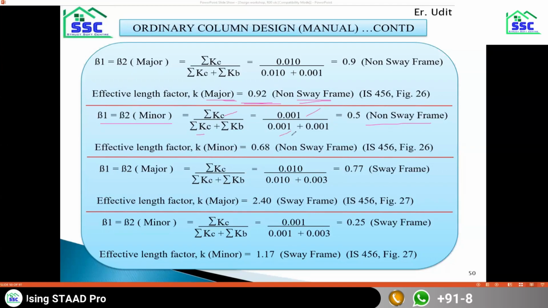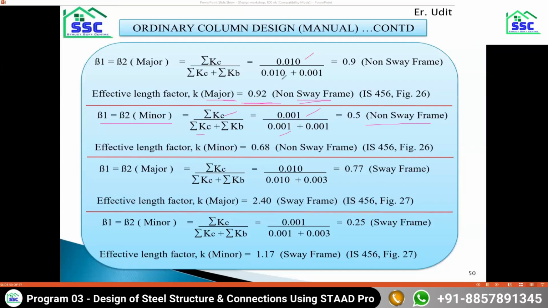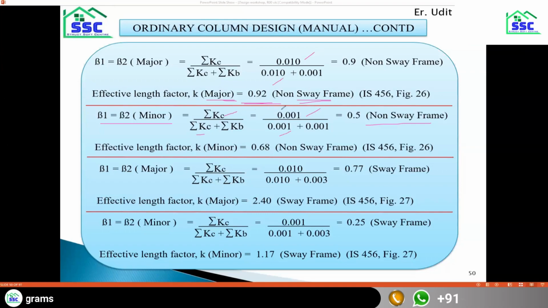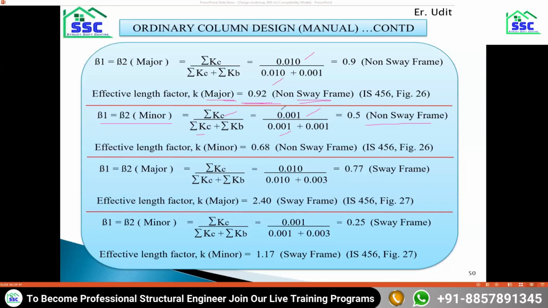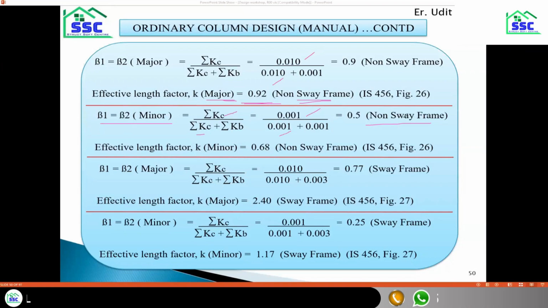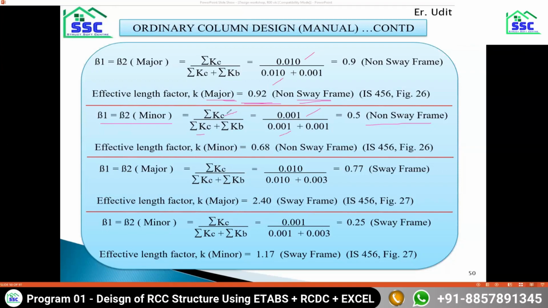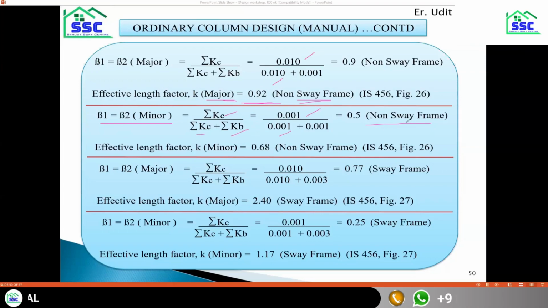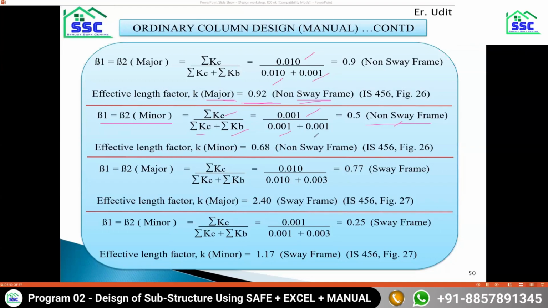Okay, that is 0.001. If you recall, along the major axis it was 0.01. Along the minor axis it is 0.001, because here it is 300 cube into 900 divided by 12. It is b cube into d divided by 12. So for beta 1 and beta 2 in minor axis for non-sway frame, we will use Kc of minor axis 0.001, and now we will use Kb factor same as the earlier value, that of a non-sway frame.